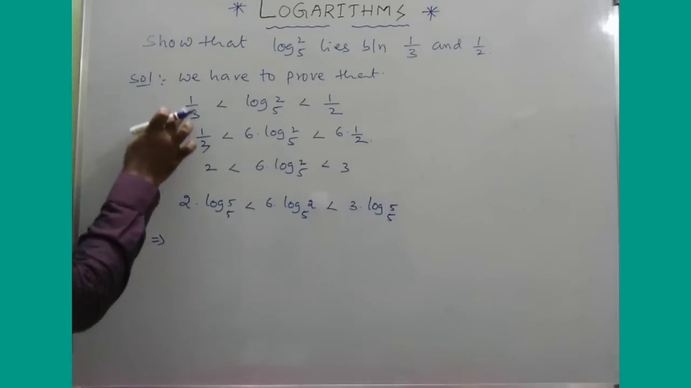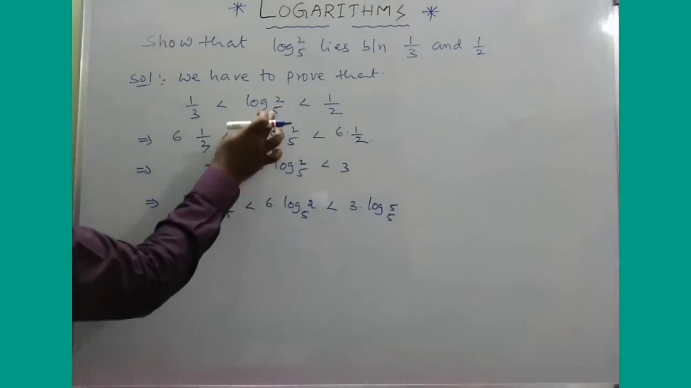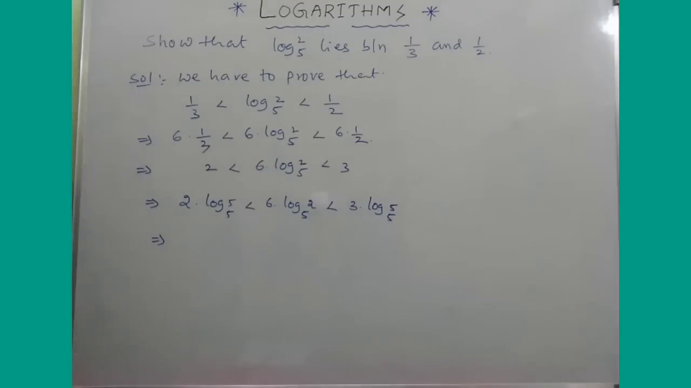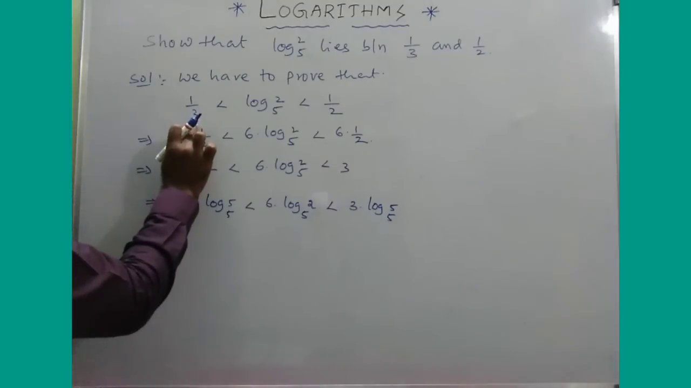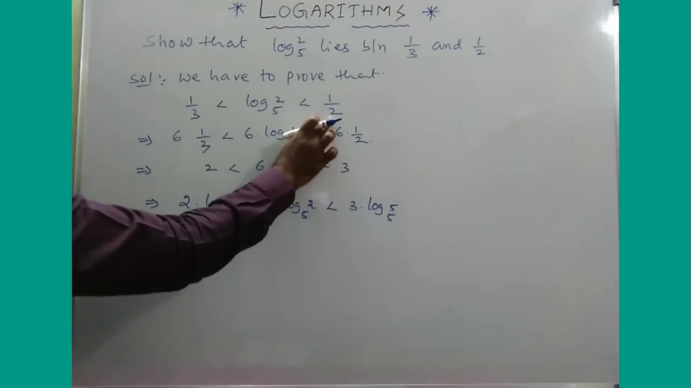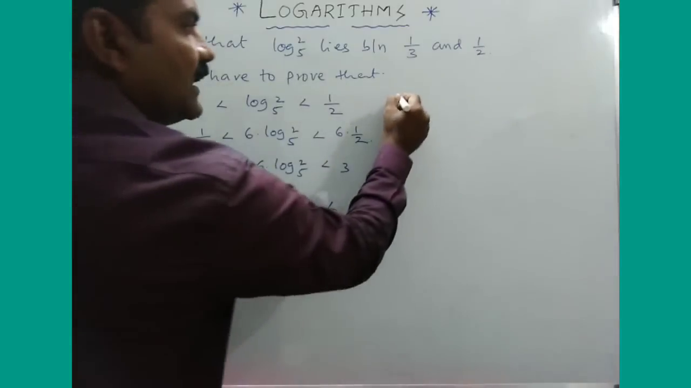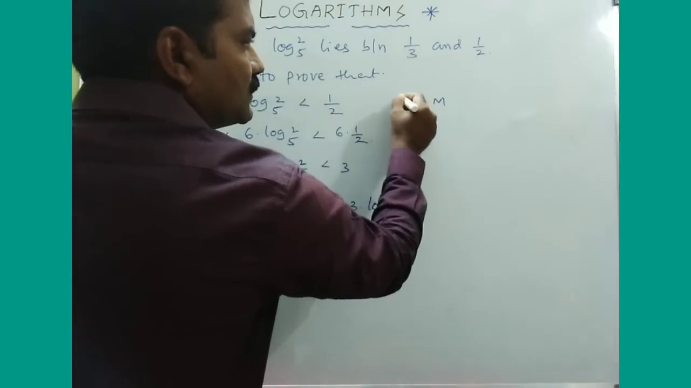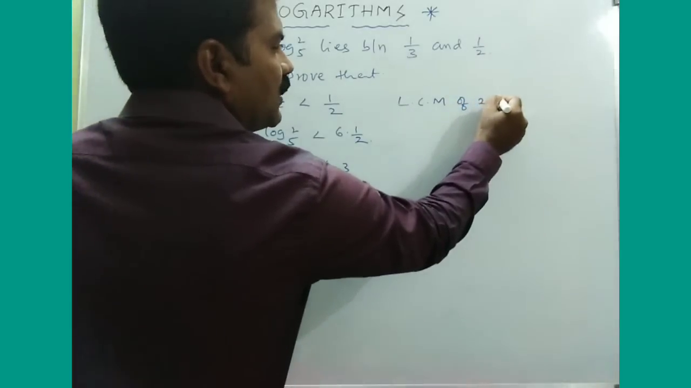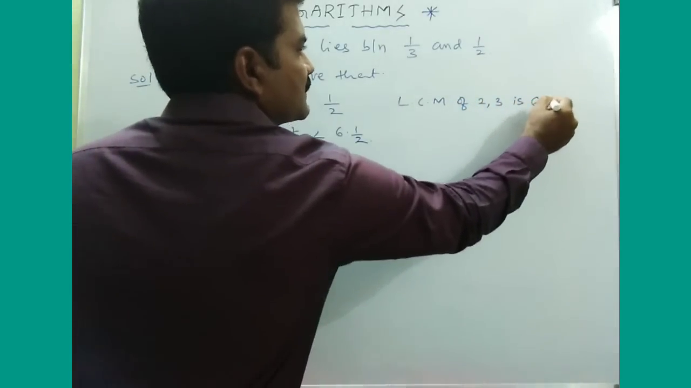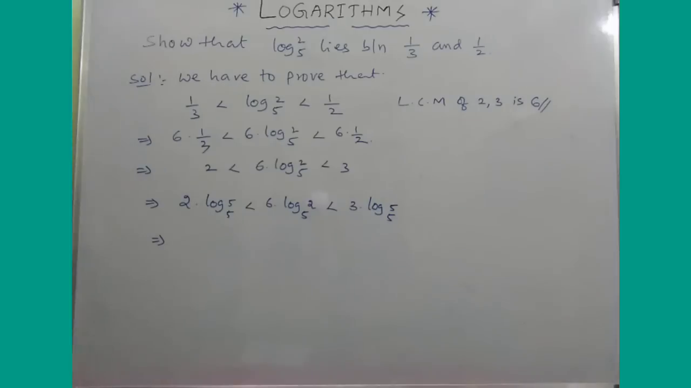So that is, 1 by 3 is less than log 2 to the base 5 is less than 1 by 2. Okay. So here the denominator is 3. Here the denominator is 2. And the LCM of 2 and 3 is what? So here LCM of 2 comma 3 is 6. Isn't it? So with 6 you can multiply entirely on all sides. So when we multiply with a positive real number, then the inequality does not change, right?